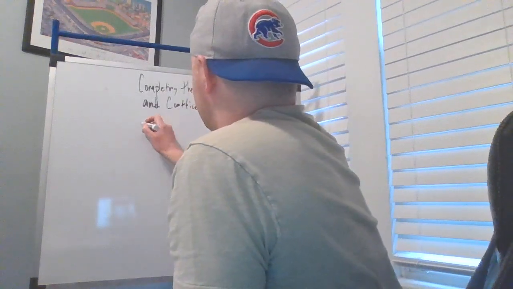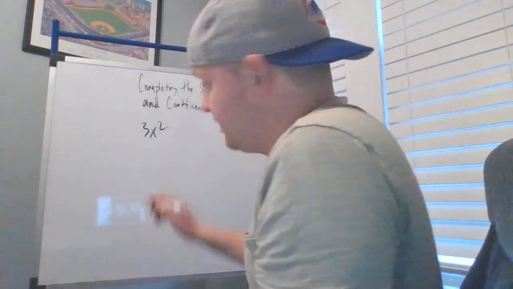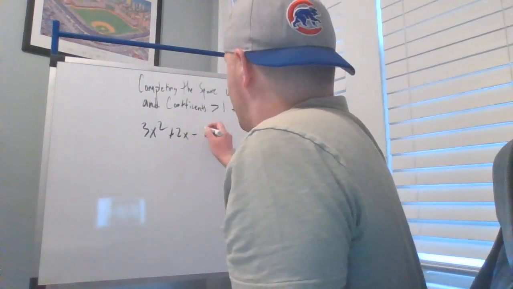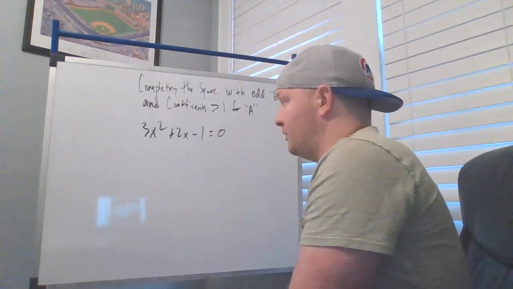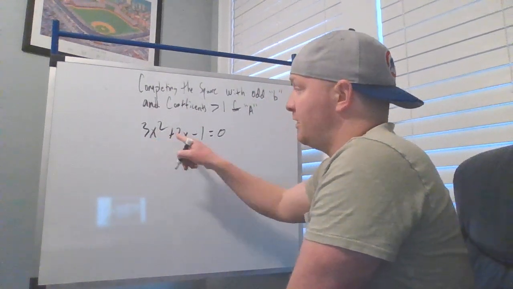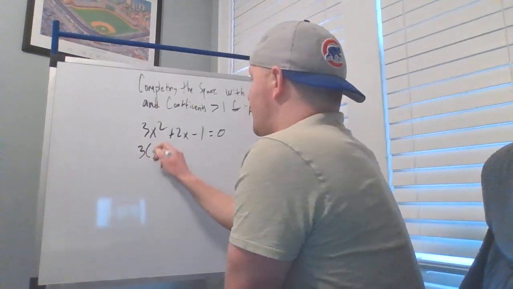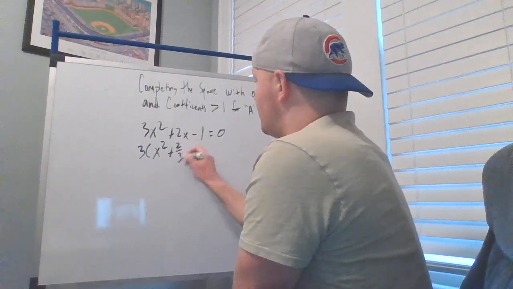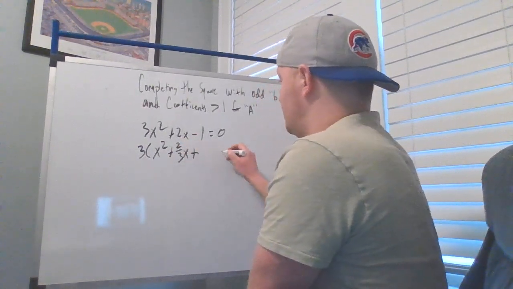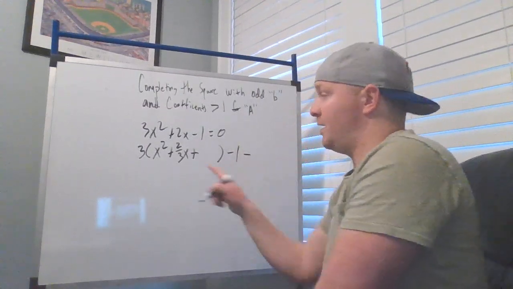So this one is 3x squared plus 2x minus 1 equals 0. Okay, so now I made this really difficult because now when I divide this coefficient out of this, I'm going to be left with a fraction. So 3x squared plus 2/3 x plus something, minus 1 minus something. We'll get to that in a minute.